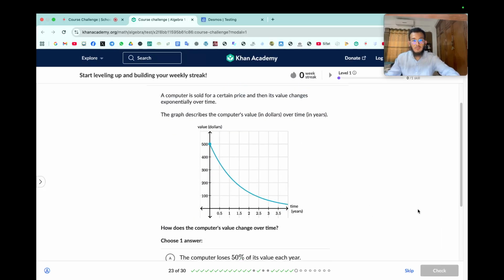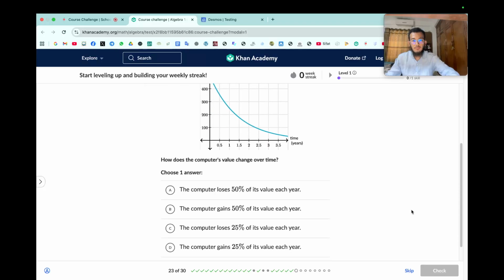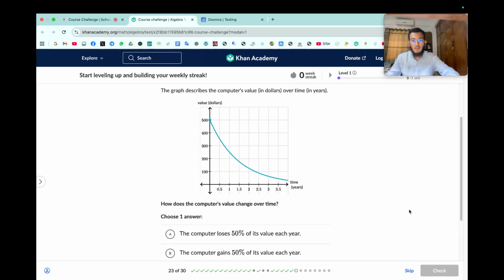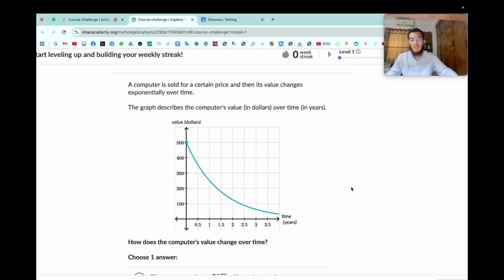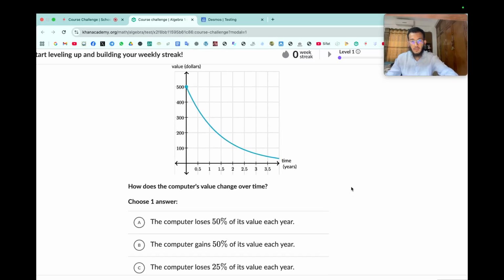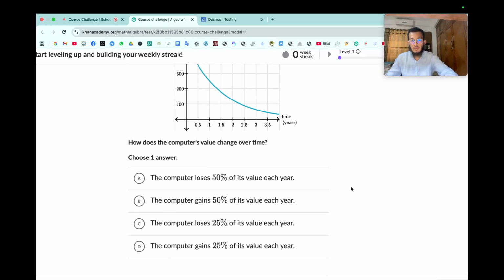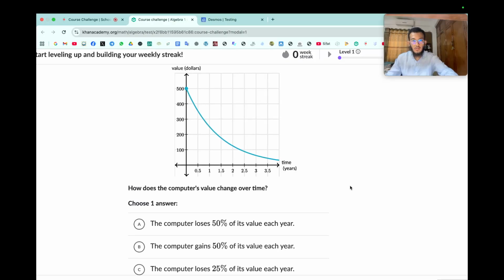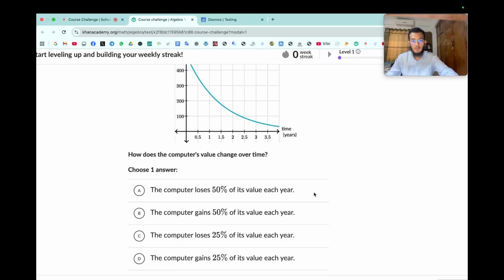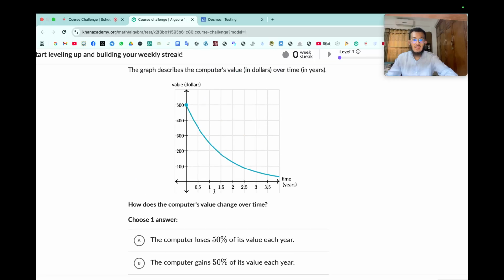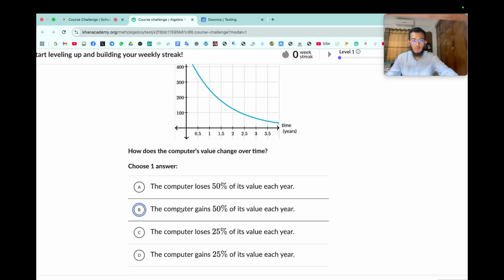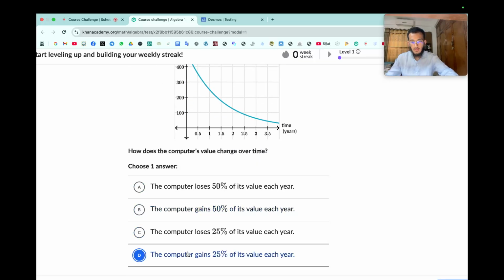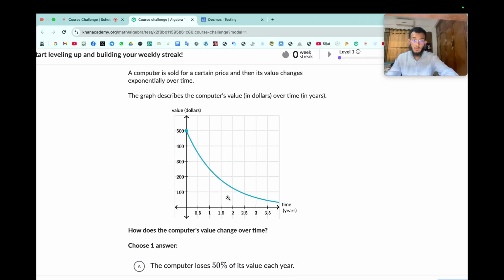All right. A computer is sold for a certain price, and then its value changes exponentially over time. The graph describes the computer's value in dollars over years in time. Okay, how does the computer's value change over time? The computer loses 50% of its value each year. Obviously it's not gains, it's losing. So option B and option D are gone. Now whether it loses by 50% or 25%, we just have to check that.